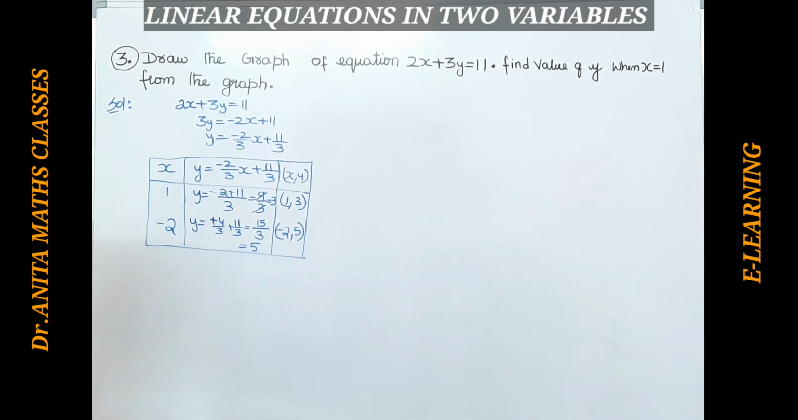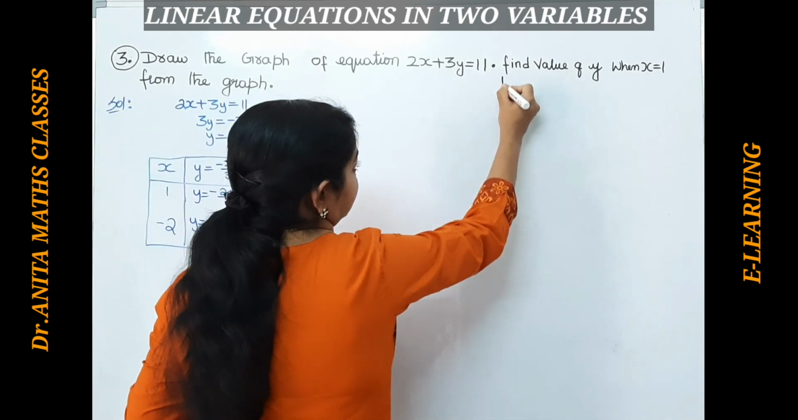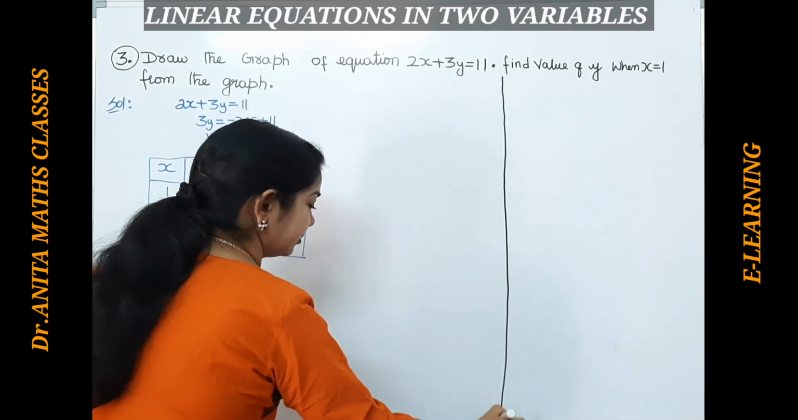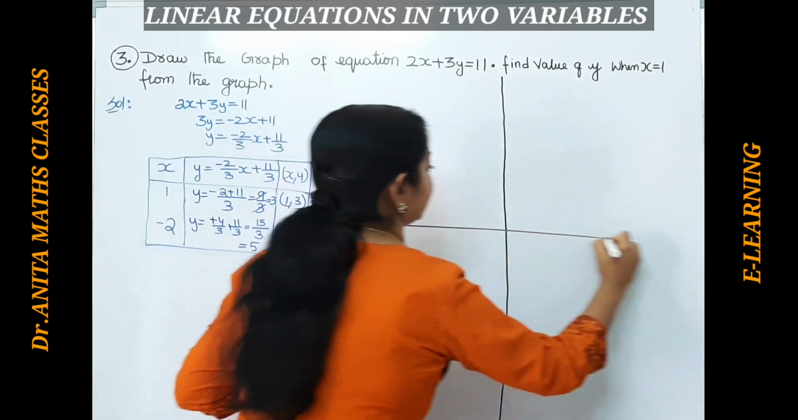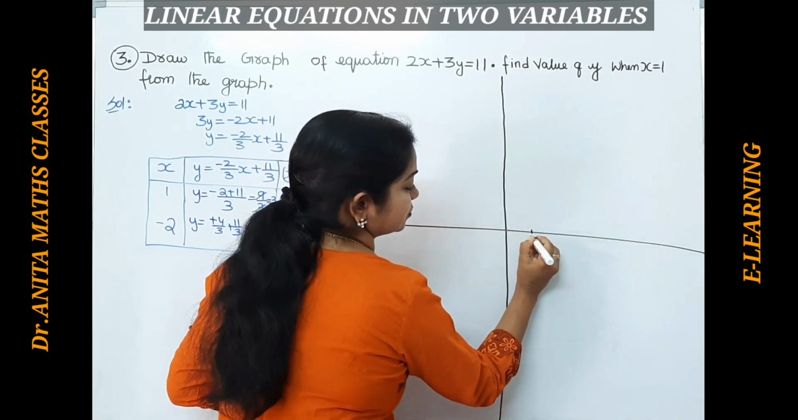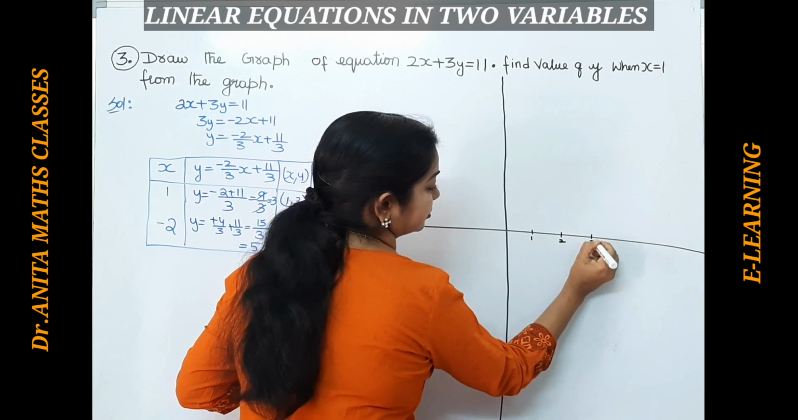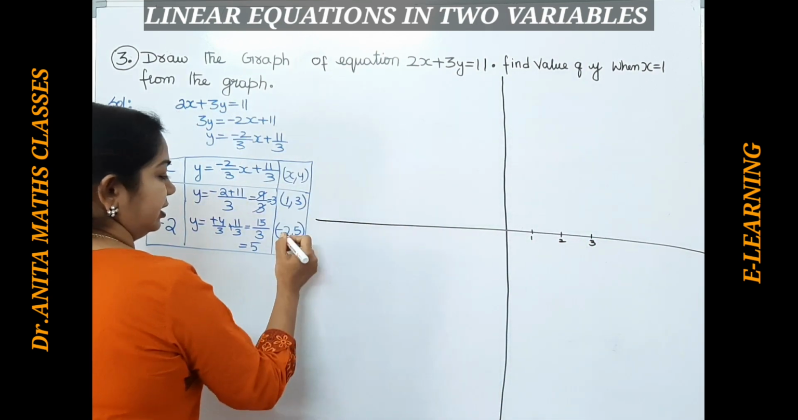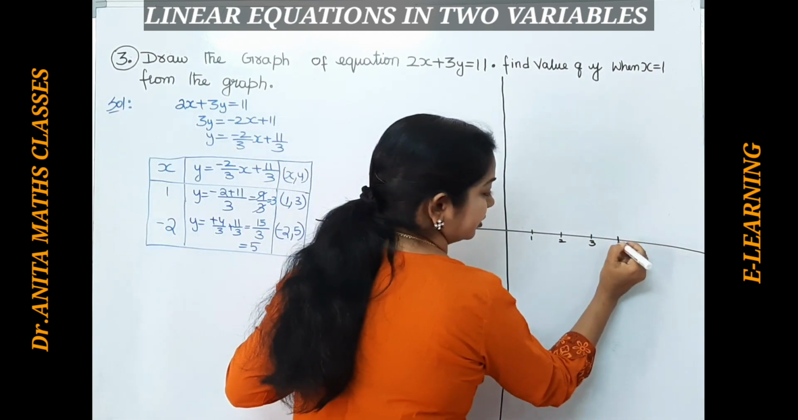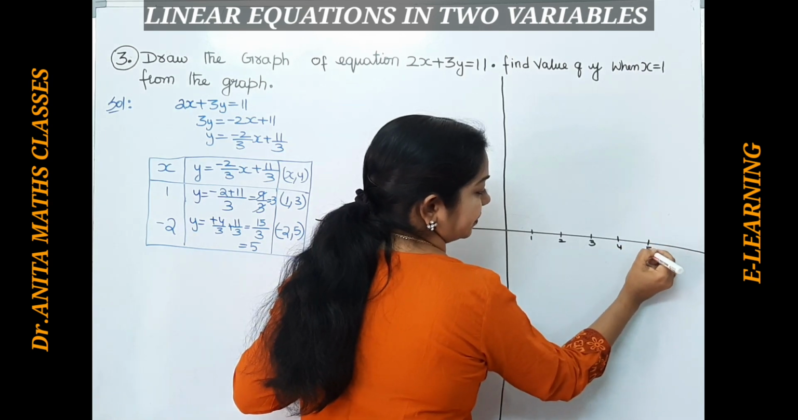So let me take only 2 points. Now with these 2 points, I will plot the graph here. So how do we plot? So let us take the coordinates. So this is 1, 2, 3. So see the points 1, 3, minus 2, 5. So till 5.